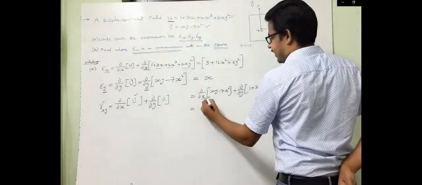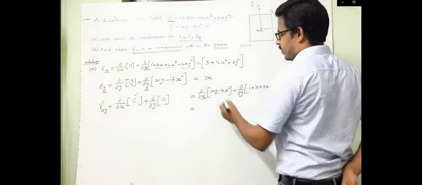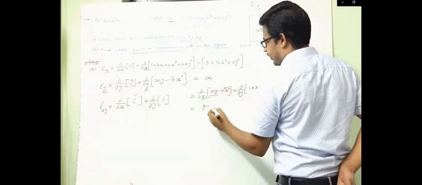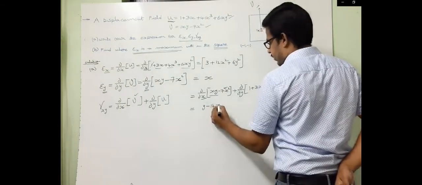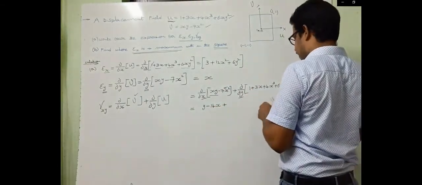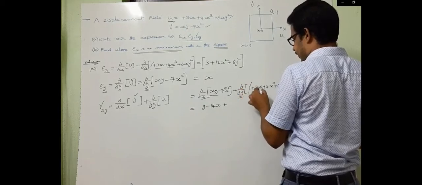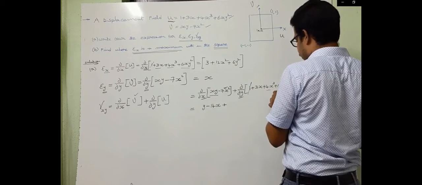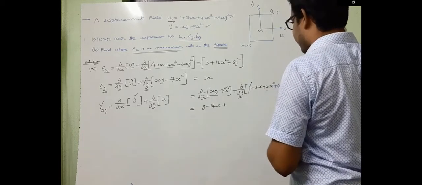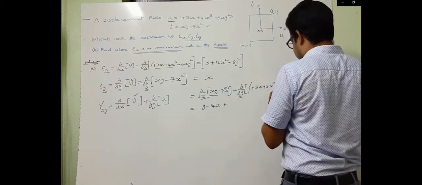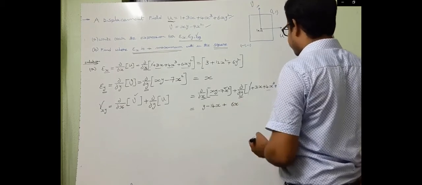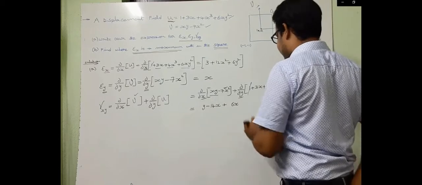Partially differentiating with respect to x, we get y minus 7 into 2, which is 14x. Plus, with respect to y, the terms 1, 3x and 4x cube are constant terms. Then 6 into xy, where 6 is a constant term, gives 6x.